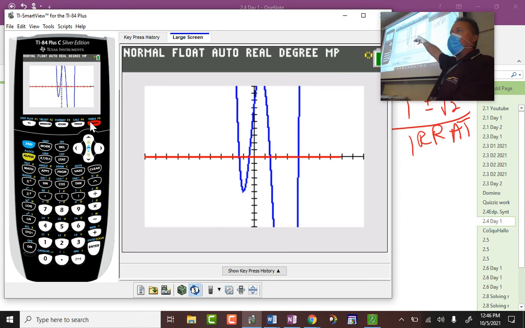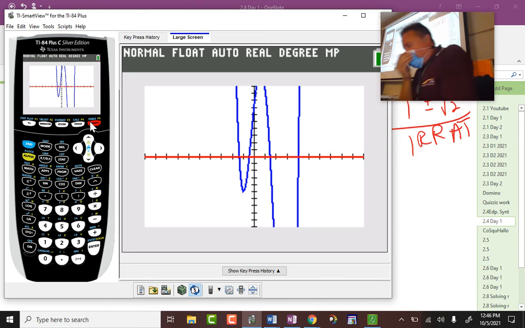Look at my glorious calculator. It actually has colors and shows that. How many people have colors on your calculator? So you get to see that. Sorry, you get to see that red line come through and see that it exists.